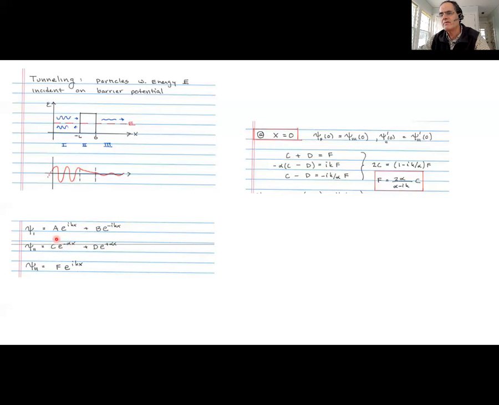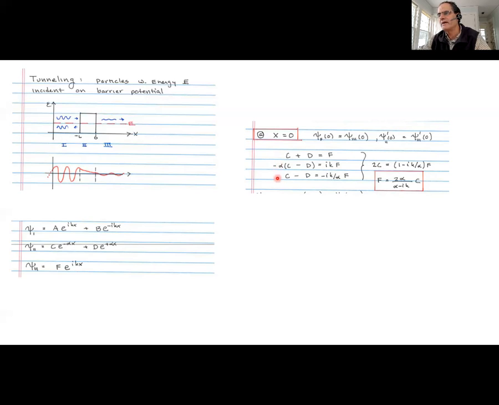So taking the first derivative of this term here and setting it equal to the derivative of this one at x equals 0 gives us this second equation: minus alpha times (c minus d) is equal to ik times f. Just dividing both sides by minus alpha gives us this expression here: c minus d is equal to minus ik over alpha times f. So that's our second equation.